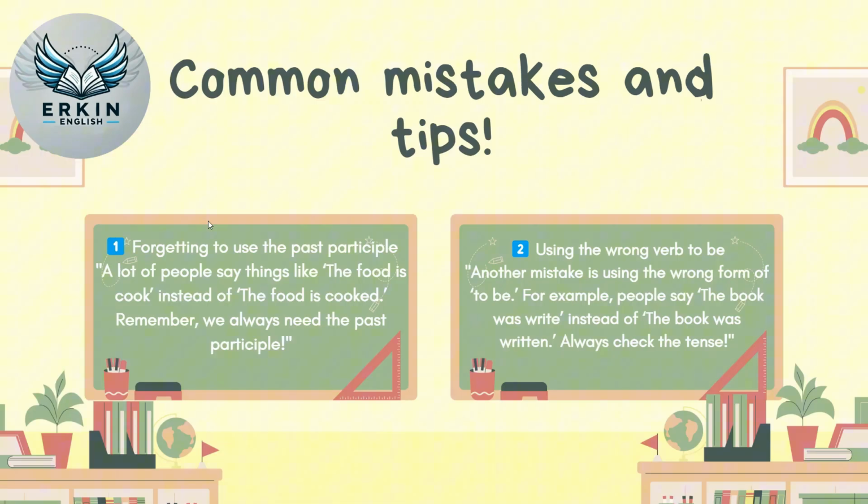Let's move on to some of the common mistakes and some tips. Before we move on, let me quickly go over the two common mistakes students make when learning the passive voice. First, forgetting to use the past participle. A lot of people say things like "the food is cook" instead of "the food is cooked." Remember, we always need the past participle. Secondly, using the wrong verb to be. Another mistake is using the wrong form of to be. For example, people say "the book was write" instead of "the book was written." You must always check the tense.